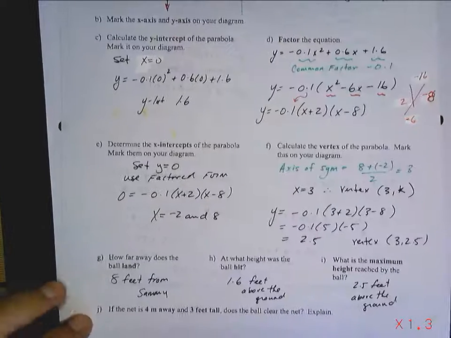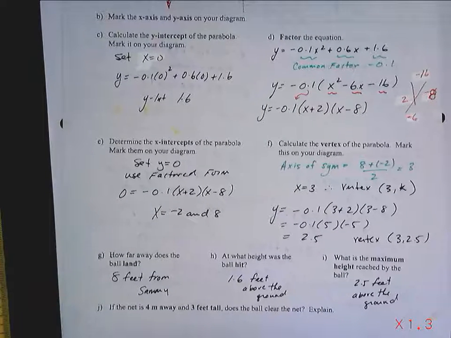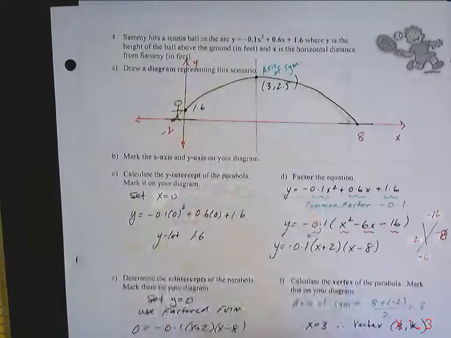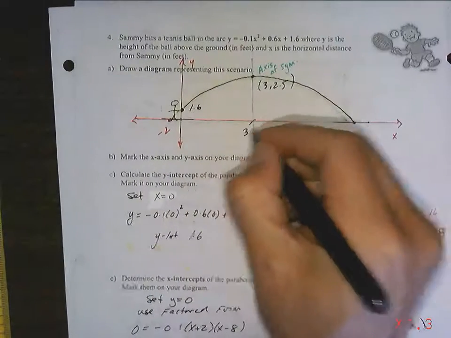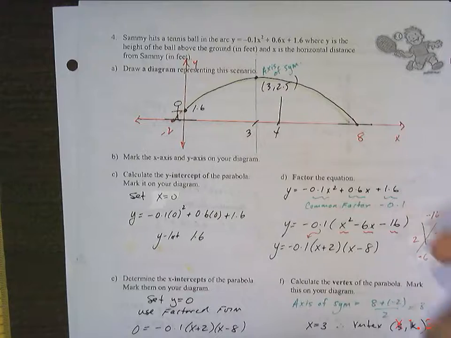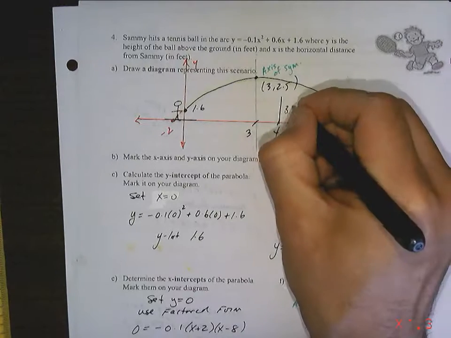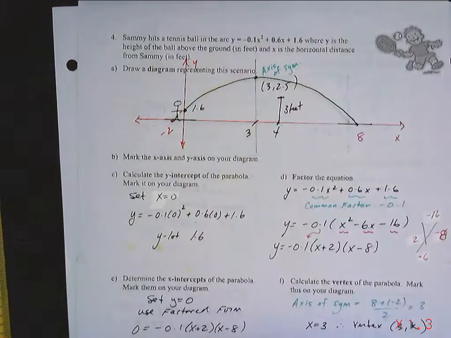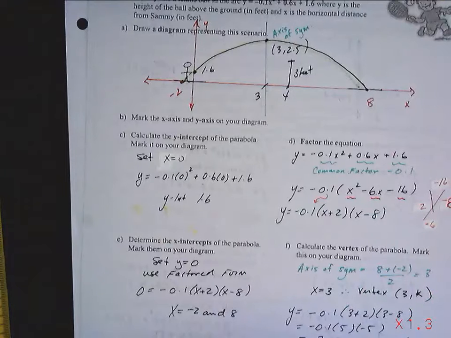Yep. If the net is 4 feet away and 3 feet tall, does the ball clear the net? So, if the net is 4 feet away from Sammy, this was 3 feet, so 4 feet is here, and we're going to give it a height of 3 feet tall. So the question is, does the ball go over that, or does it hit it? So, does it? How do you know?